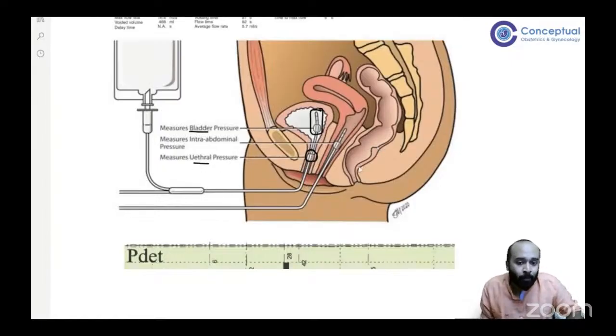Then to measure the abdominal pressure, I can either place the probe inside the rectum or inside the vagina, which will measure the abdominal pressure. So intra-abdominal pressure is measured by this probe. It can be placed here or in the rectum, it doesn't matter.